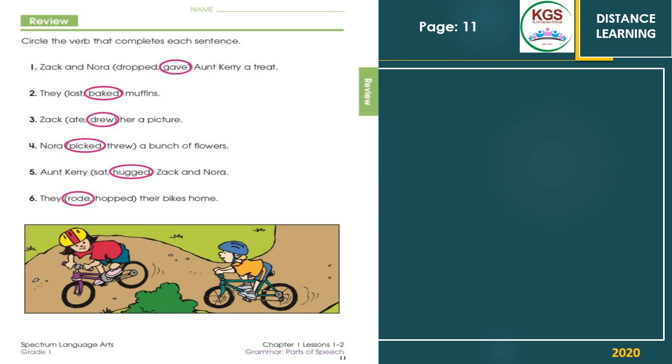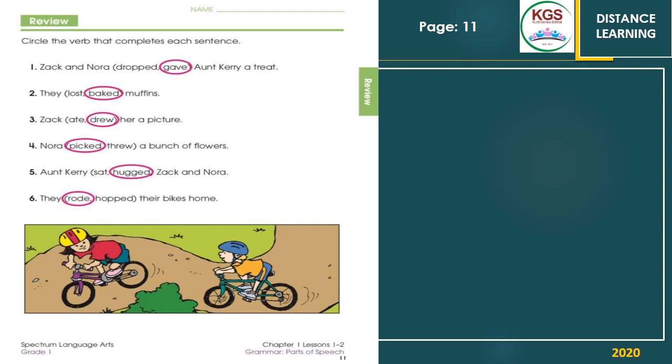Very good. Number 5. Aunt Carrie sat or hugged Zach and Nora. Can we sit on someone? No, of course we cannot sit on them. Aunt Carrie hugged Zach and Nora. She doesn't sit on them. She hugged them. Circle the verb hugged.